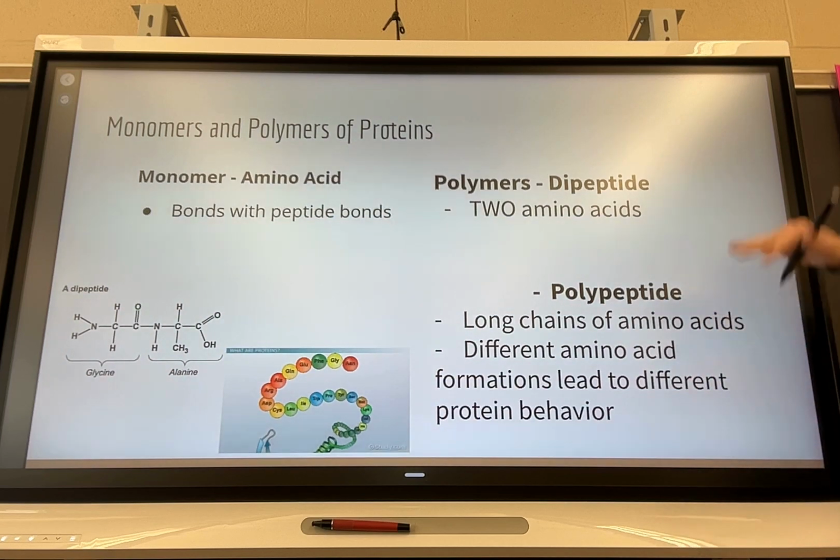So these are all going to behave and form very differently, as we do have 20 different amino acids. So each one's going to behave differently, they're all going to form differently, and they're all going to have different jobs based on that formation.